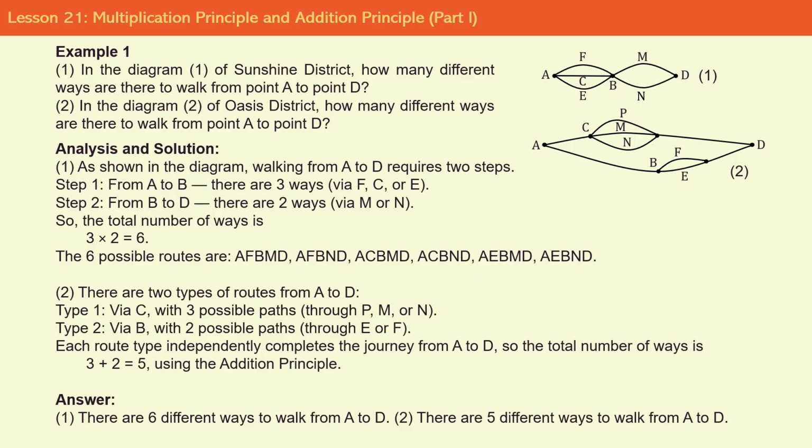For question 2, there are two types of routes from A to D. Type 1, via C, with three possible paths, through P, M, or N. Type 2, via B, with two possible paths, through E or F. Each route type independently completes the journey from A to D, so the total number of ways is 5, using the addition principle. The answer is: in Sunshine District there are 6 different ways to walk from A to D. In Oasis District, there are 5 different ways to walk from A to D.